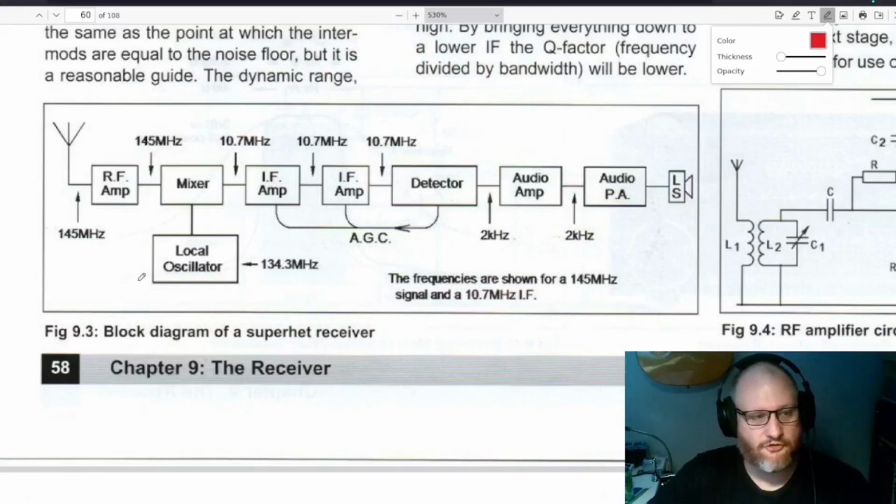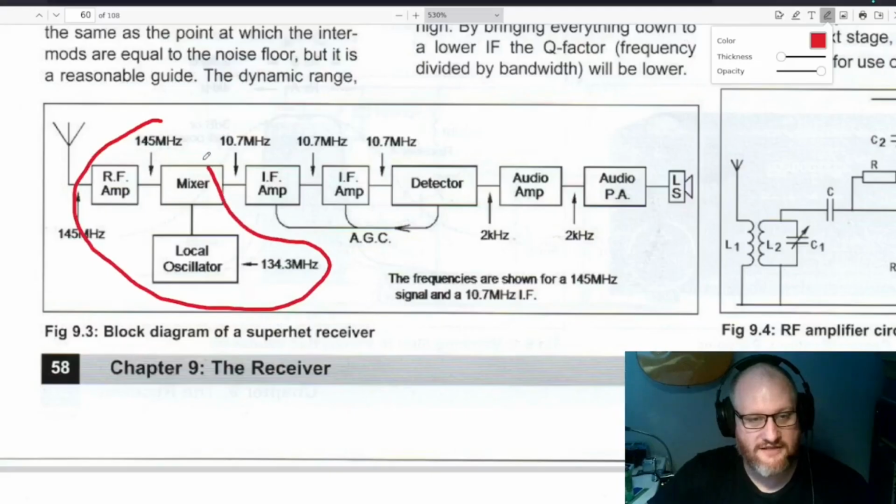And the thing about the superheterodyne receiver is, unlike a TRF receiver where you tune effectively the whole receiver to the thing that you want to listen to, with a superhet receiver we are tuning just this initial part here. So we're using this local oscillator as an input to a mixer.